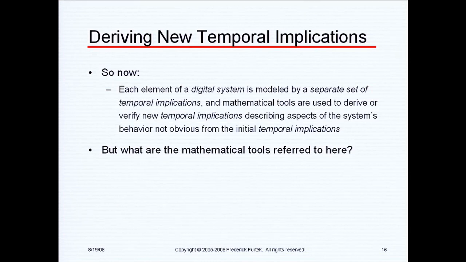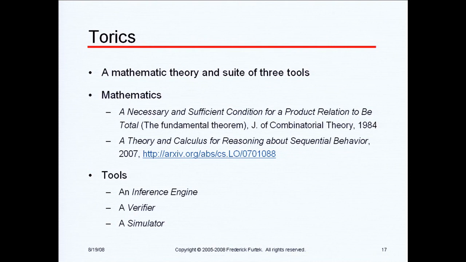But what are the mathematical tools referred to here? This is a technology I call Torics. It comes from combinatorics. And the reason I'm emphasizing combinatorics is because the underlying mathematics is a body of combinatorial mathematics. And you can see that mathematics in a paper that's published in the Journal of Combinatorial Theory quite a few years ago, actually before I joined Dick at Apple Computer.